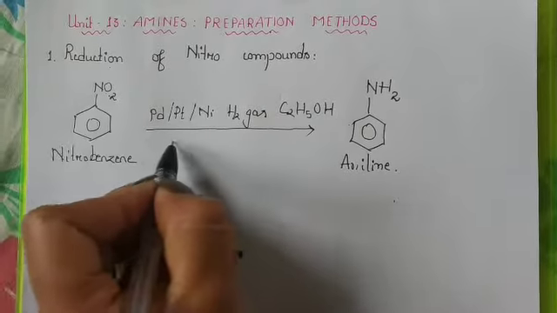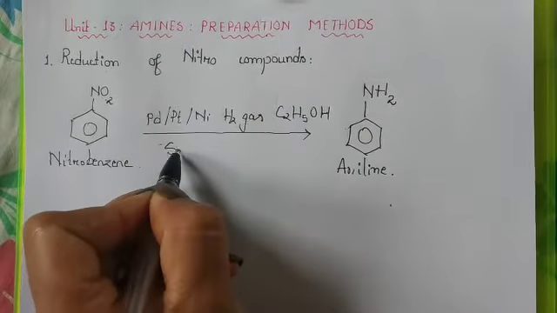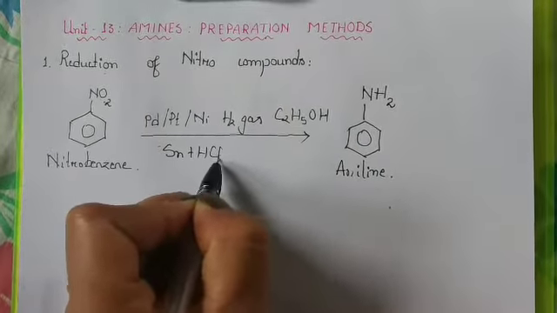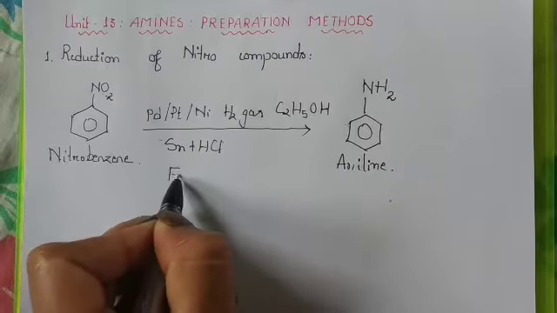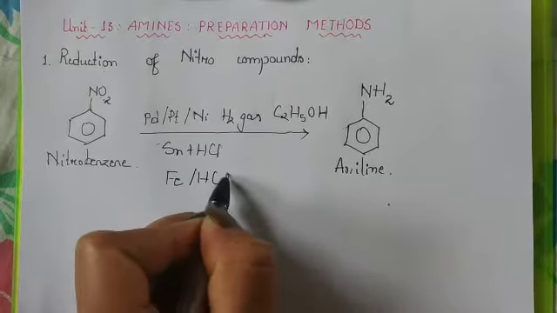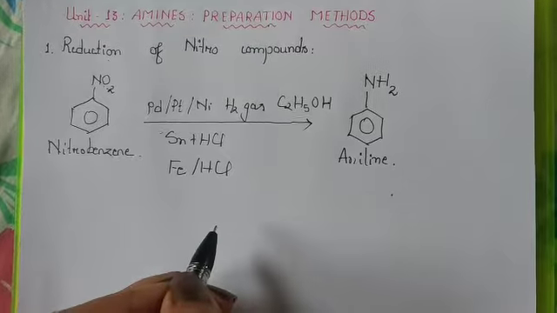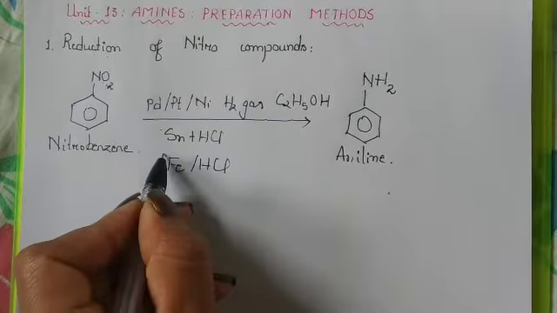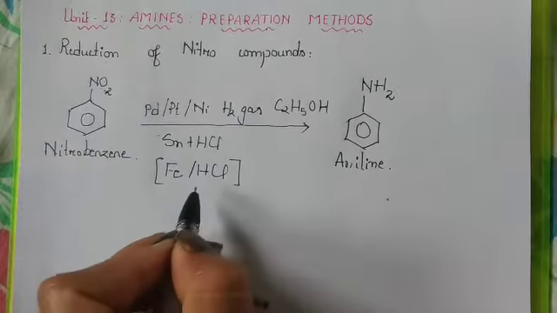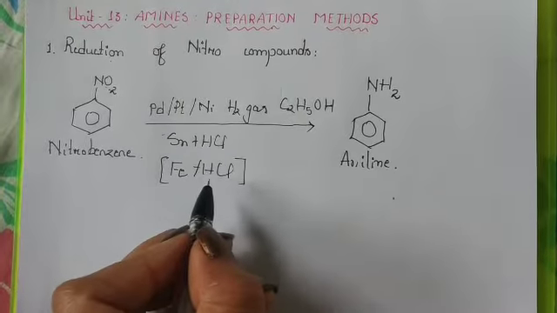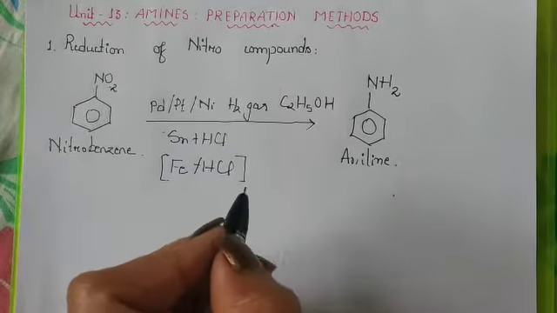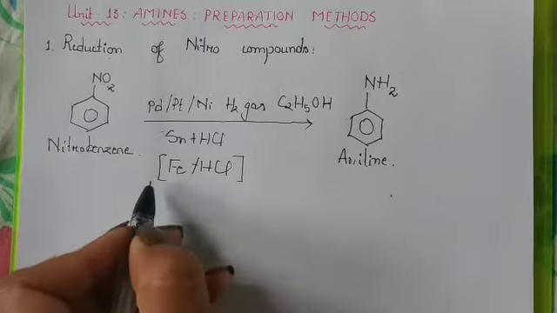Now, another type of reduction can also be done using tin plus HCl or iron plus HCl. Iron using HCl is the best method for the reduction of nitro compounds. This is industrially applied.